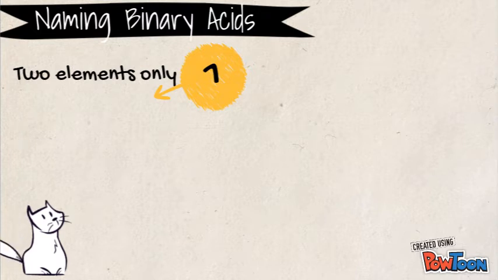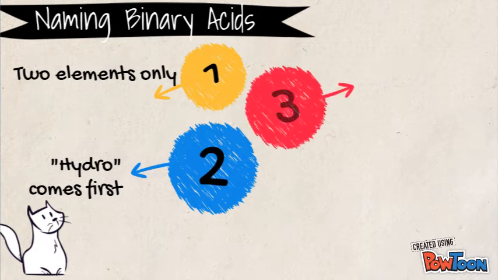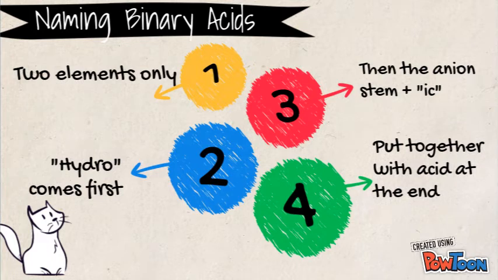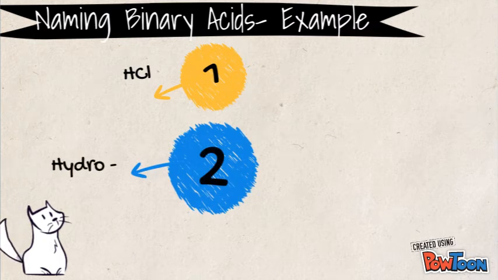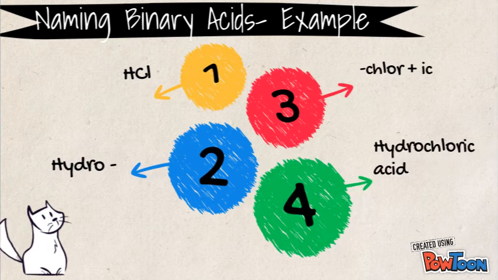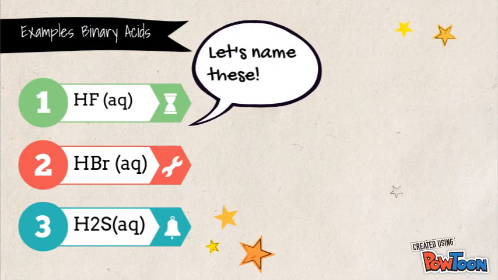In the name, hydro always comes first, followed by the stem plus ic, and then the word acid at the end. For example, if you have the formula HCl, then you would start with hydro, the stem would be chlor, with ic as the ending to make hydrochloric acid. Take a look at the examples that are given, write them into your notebook, and we'll go over them.